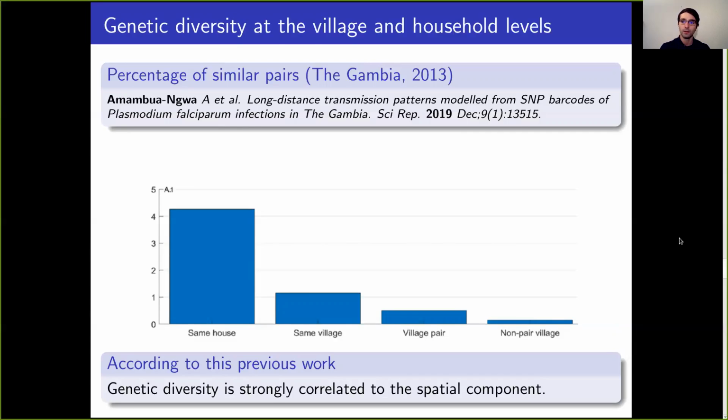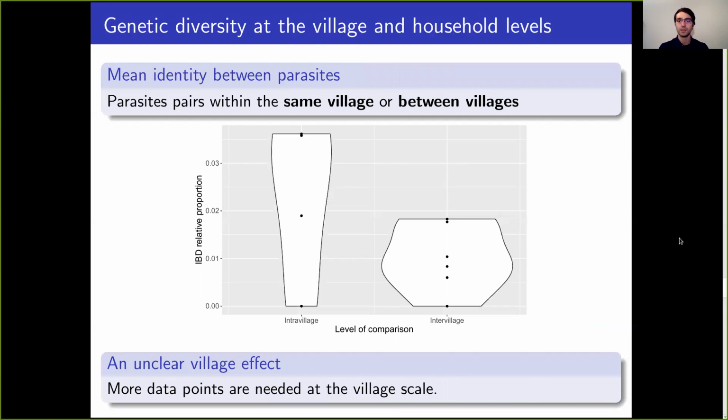It shows the percentage of similarity between parasites, grouped by the geographical distance between these parasites. As you can see, there's a decrease in similarity when you increase the distance between the two parasites. Then we can say that there is a strong correlation between the spatial components and the genetic diversity here. Coming back to our data, we decided to test this hypothesis.